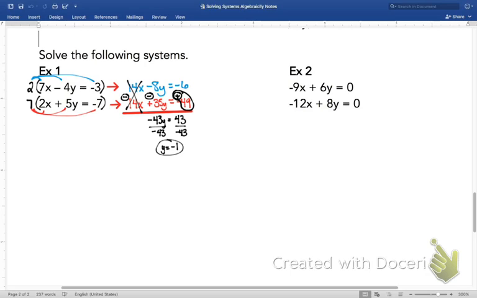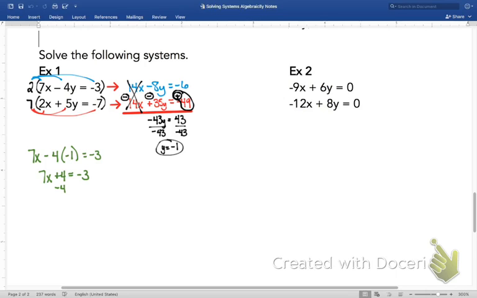I need to take that negative 1 and plug it back in for y into one of my two original equations. It does not matter to me which one you plug it into. I don't care if you plug it in the top one. I don't care if you plug it into the bottom one. Which one do you choose? Top? Okay, I heard top first. So I'm going to go 7x minus 4 times negative 1 equals negative 3. So I have 7x plus 4 equals negative 3.